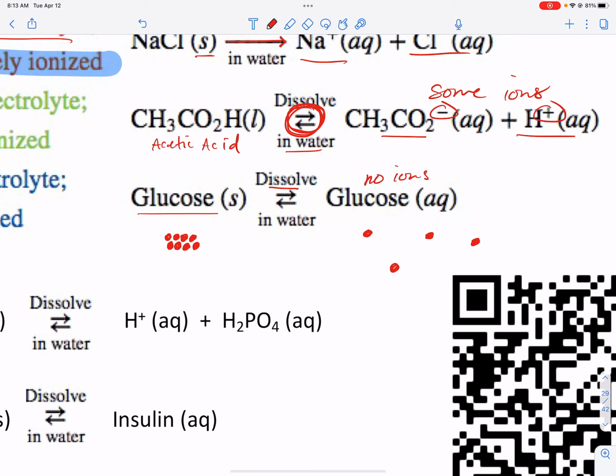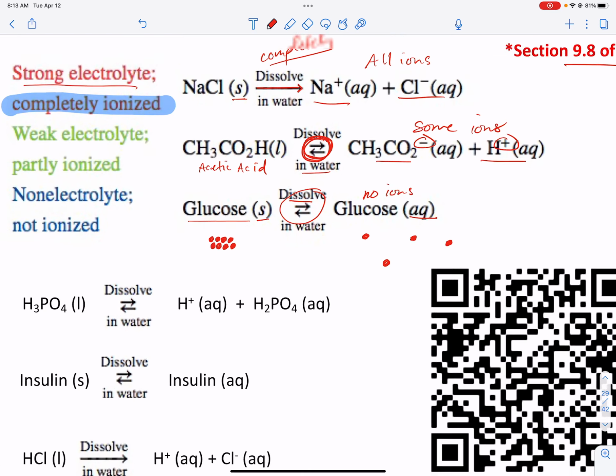Obviously, ions have charges. You guys know that. We have no charge when glucose dissolves. A glucose molecule itself does not break up into ions. And then, double arrow here indicating that you have some sort of equilibrium between our aqueous glucose and our solid glucose.